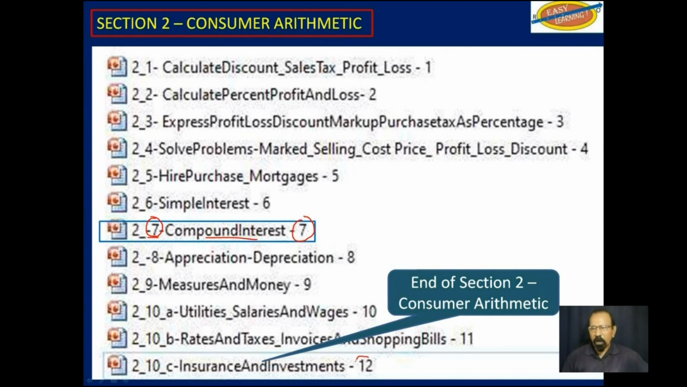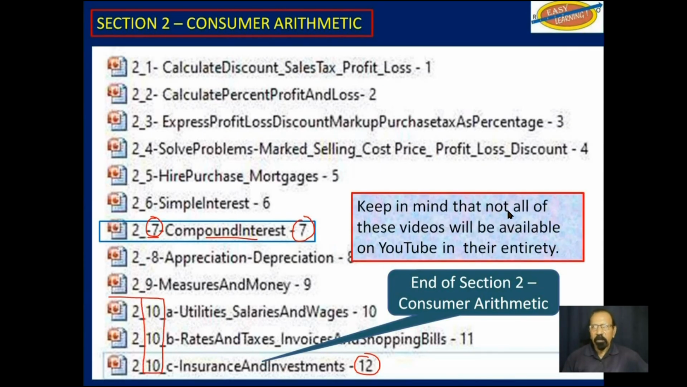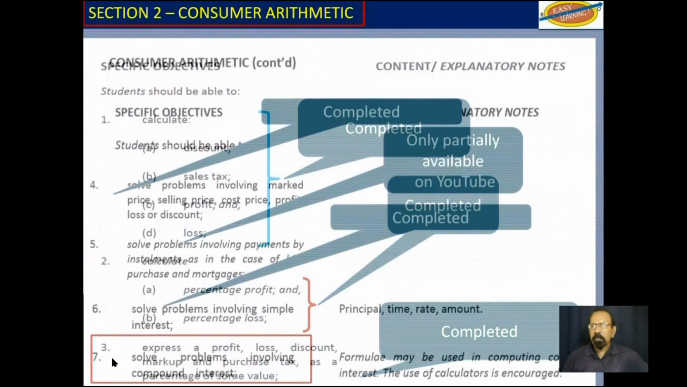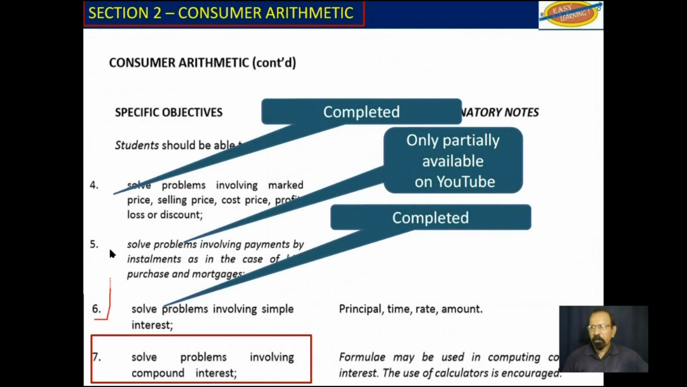We will have to go up to video 12 because I have divided objective 10 in 3 parts. Now keep in mind that not all of these videos will be available on YouTube in their entirety. This one, compound interest, is available in its entirety, the whole video. So we completed those 3, and these 3 more, that would be 6.